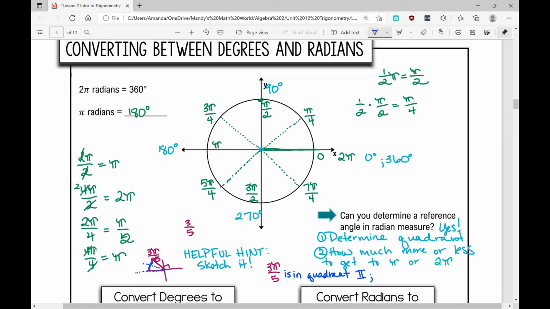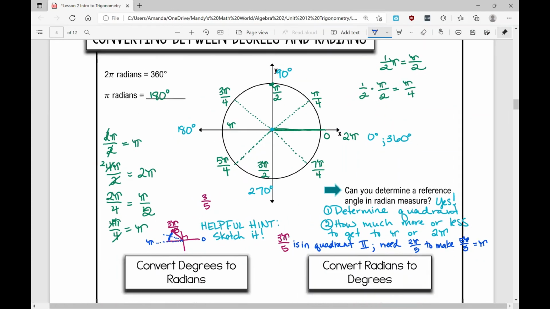And there's not a lot of this in today's assignment. I need 2 pi over 5 to make 5 pi over 5, which equals pi. So to get to that pi over here, this is 0, that's pi. I need 2 pi over 5 to get to that pi. So really, when we're talking about radians, you need to be pretty good with fractions.